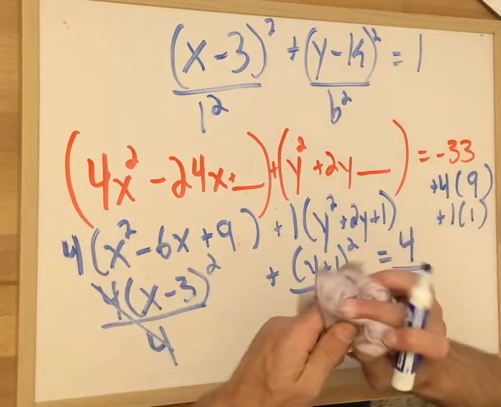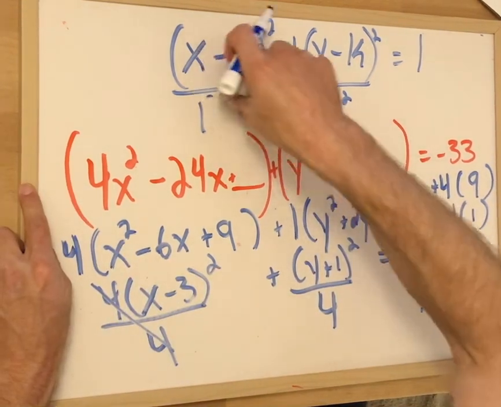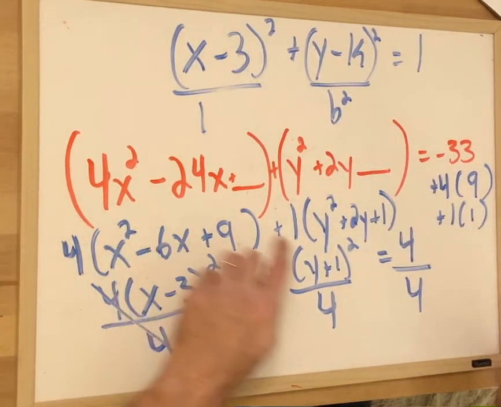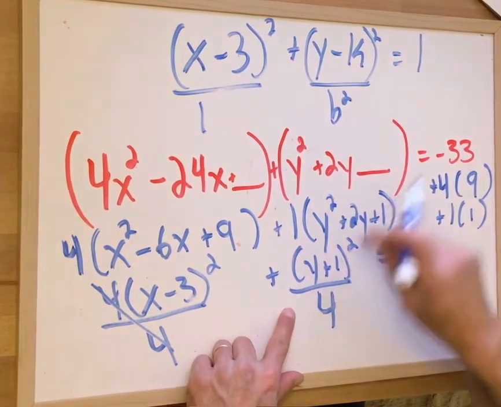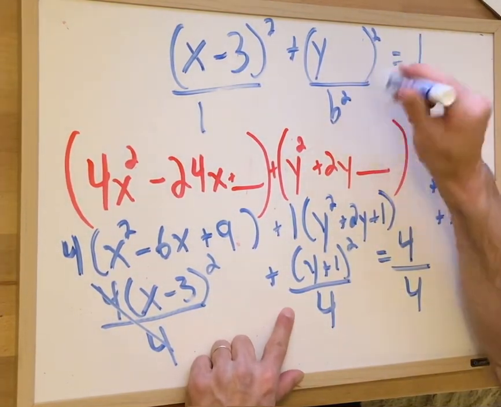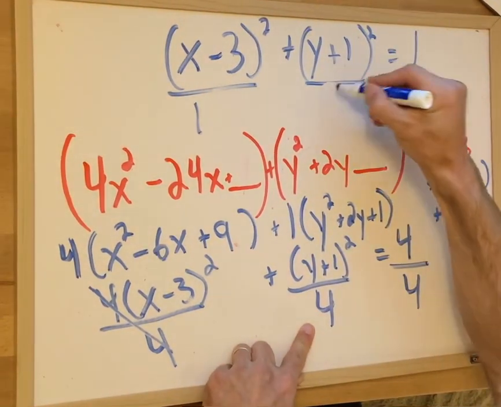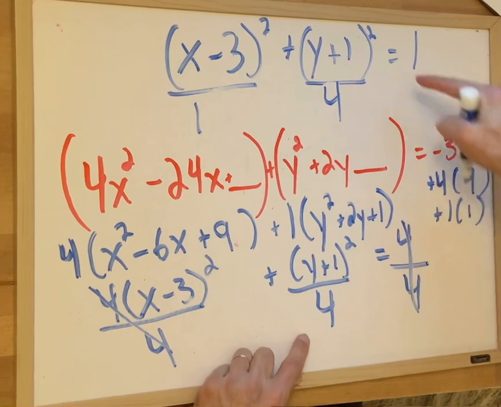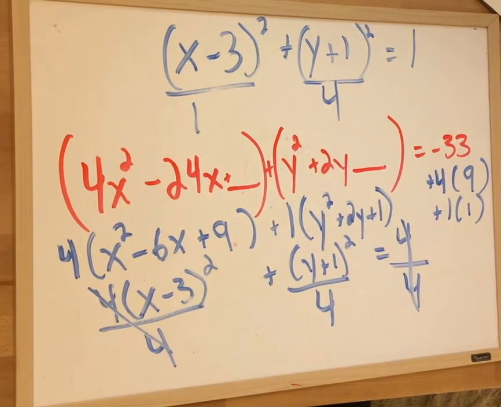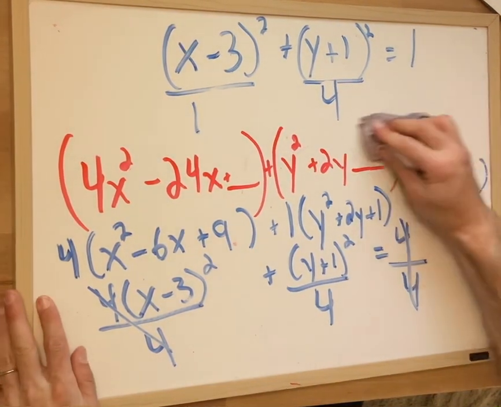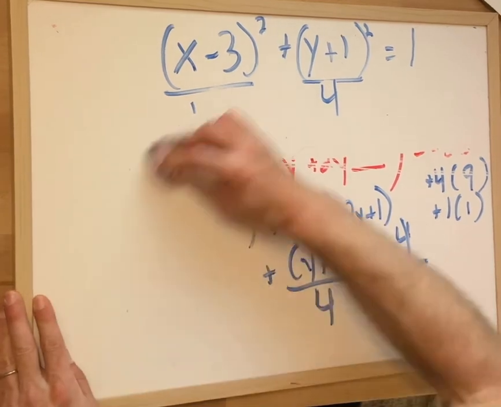Actually, it probably won't say 1 squared. It'll just say 1. And then this is y plus 1, which is a negative 1 squared. And I have a 4. 4 divided by 4 is 1. So here's my equation.